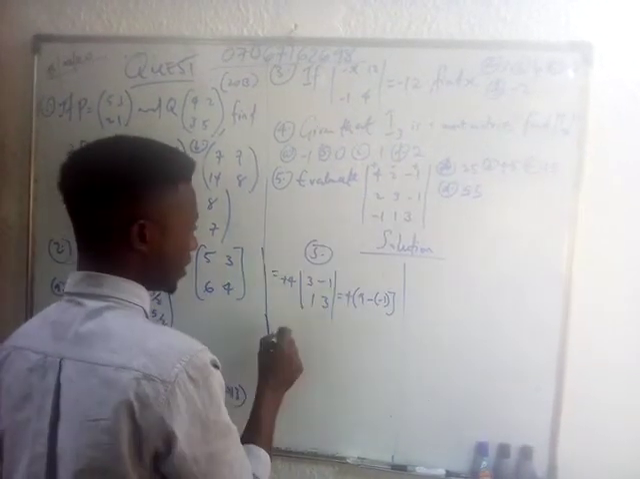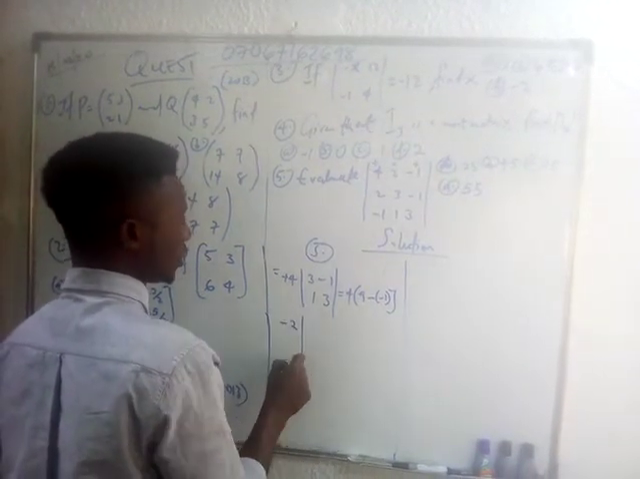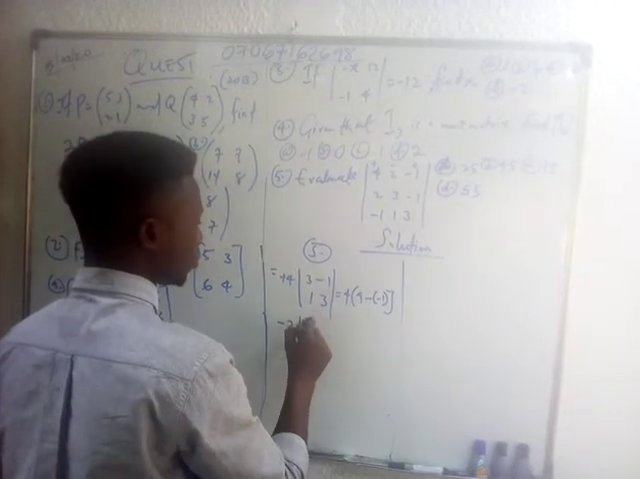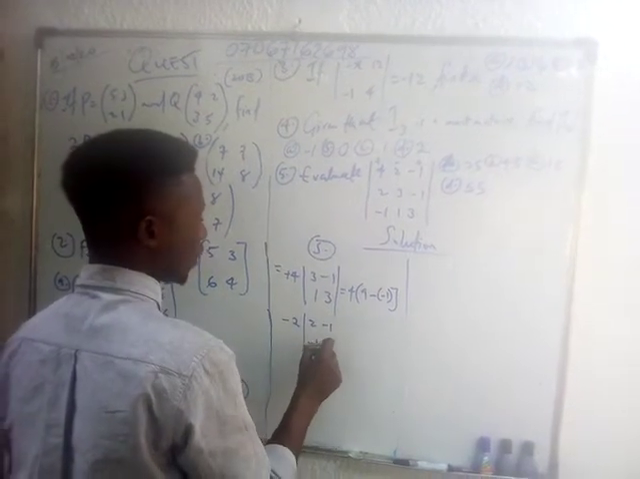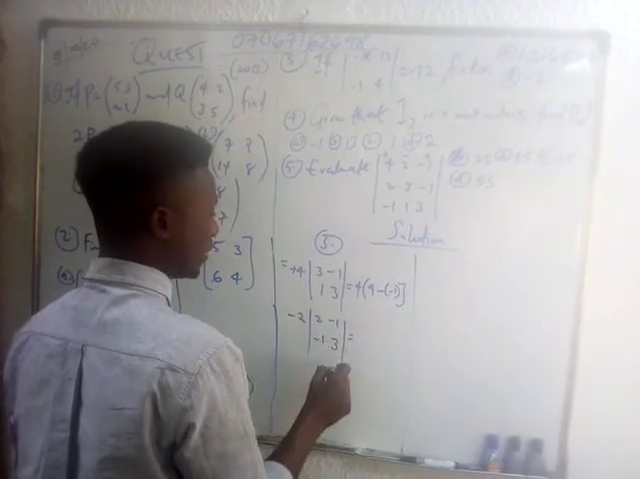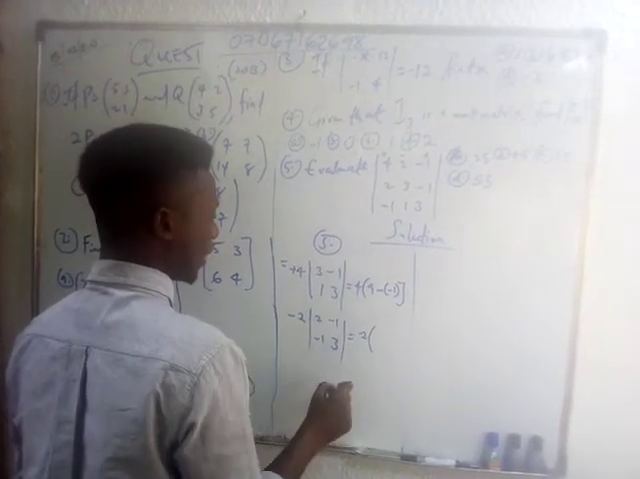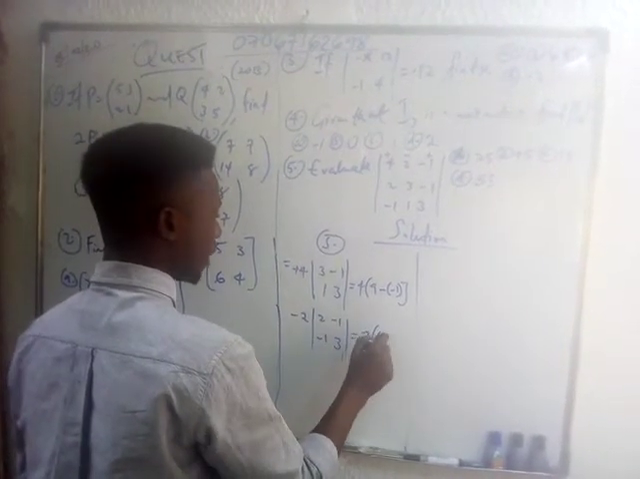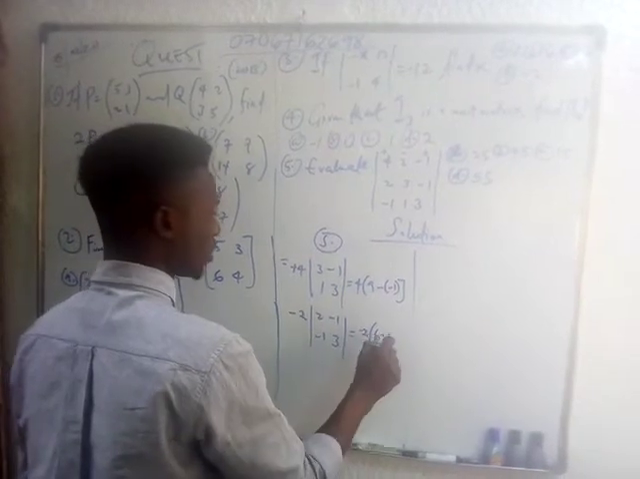Next one here. You have minus 2. Then the cofactor of minus 2 are 2, minus 1, minus 1 and 3. So you are going to have minus 2 into bracket. 2 times 3 is 6. Then minus 1 times minus 1 is 1.